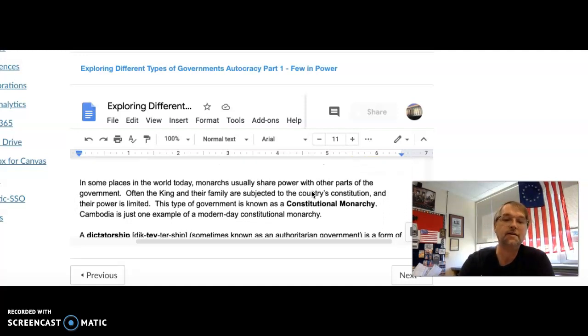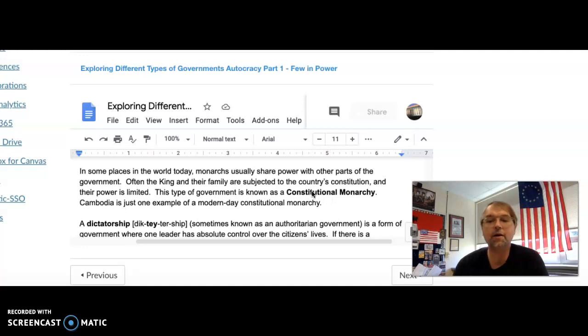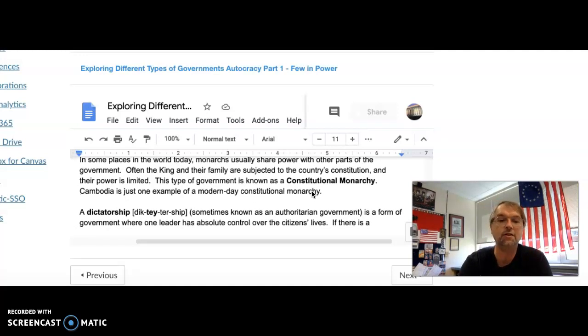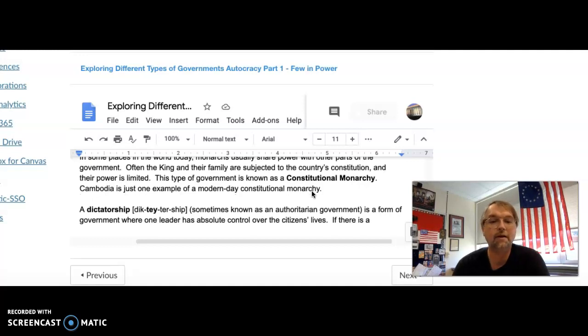In some places in the world today, monarchs usually share power with other parts of government. Often the king and their family are subjected to the country's constitution, and their power is limited. This type of government is known as a constitutional monarchy. Cambodia is just one example of a modern-day constitutional monarchy.